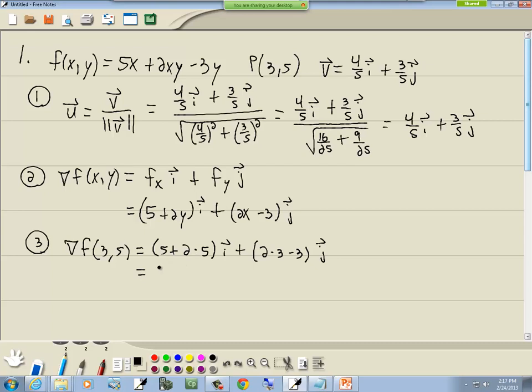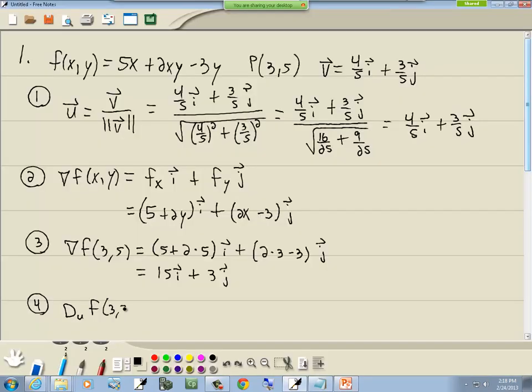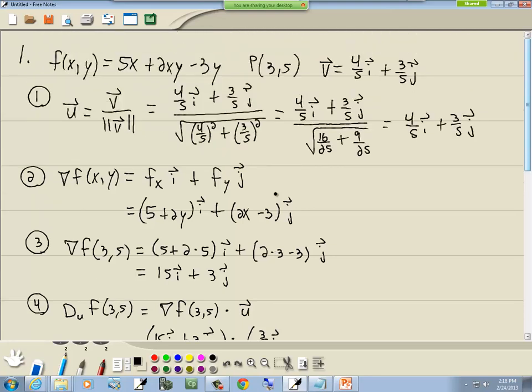So that's going to give us 15i plus 2 times 3 is 6 minus 3 is 3j. Then step 4. Our directional derivative of f at (3, 5) is going to equal the dot product of del f at (3, 5) and u. Well, we just found in step 3 this is 15i plus 3j, dot product with, what was it, 4/5 i, I can't remember, 4/5 i.